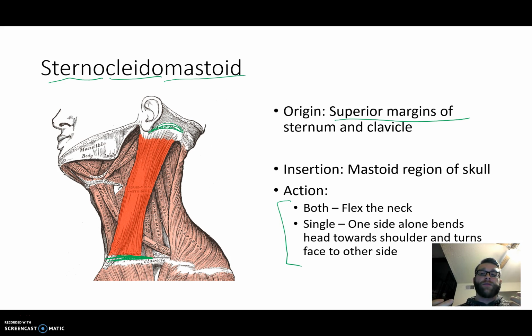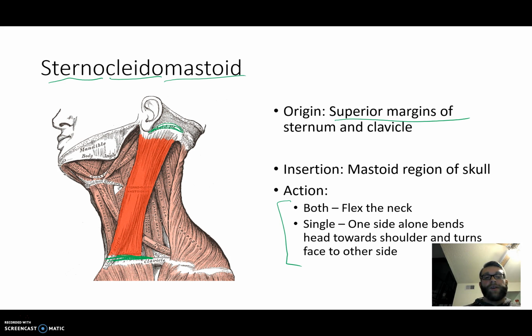If only one of them acts, then you're going to turn your head. So if the muscle on this side that you can't see contracts, my head is going to turn away from that contracted muscle, to the other side. So it's going to switch. The main job of this muscle is to help move your head laterally, so you can move it left or right.